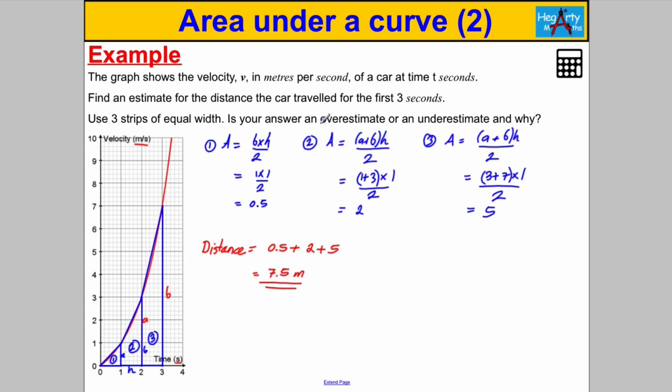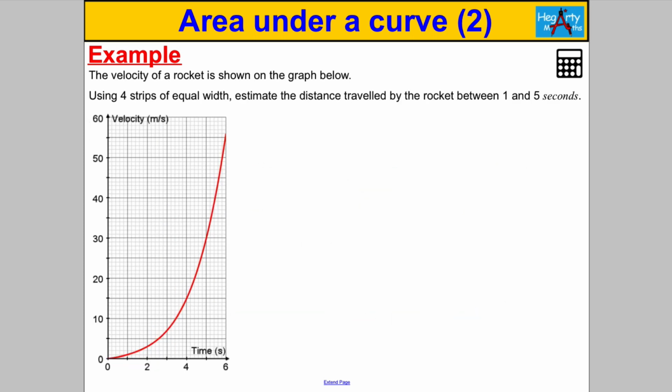And lastly, it said, is this an overestimate or underestimate, and why? Well, hopefully you can see that these chords are above the curve, therefore this is an overestimate. So we'll write that at the end. Okay, next question. Pause and have a go.